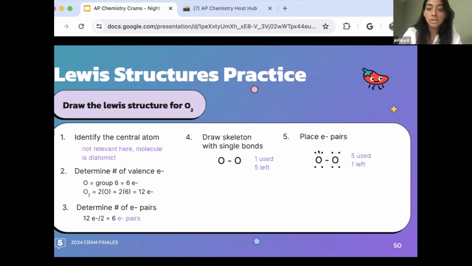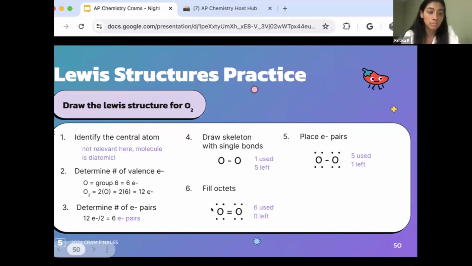Can you guys see my pointer? I'm pointing at the lone pairs on top of the oxygen. If we count the lone pairs, there are 1, 2, 3, 4 lone pairs on each oxygen, and then the bond between the 2 oxygens. Each oxygen has 6 electrons on it right now. We've used 5 of the valence electron pairs already, and we have 1 left. So what we're going to do is try to fill the octet by drawing in a double bond, by drawing in the pi bond.